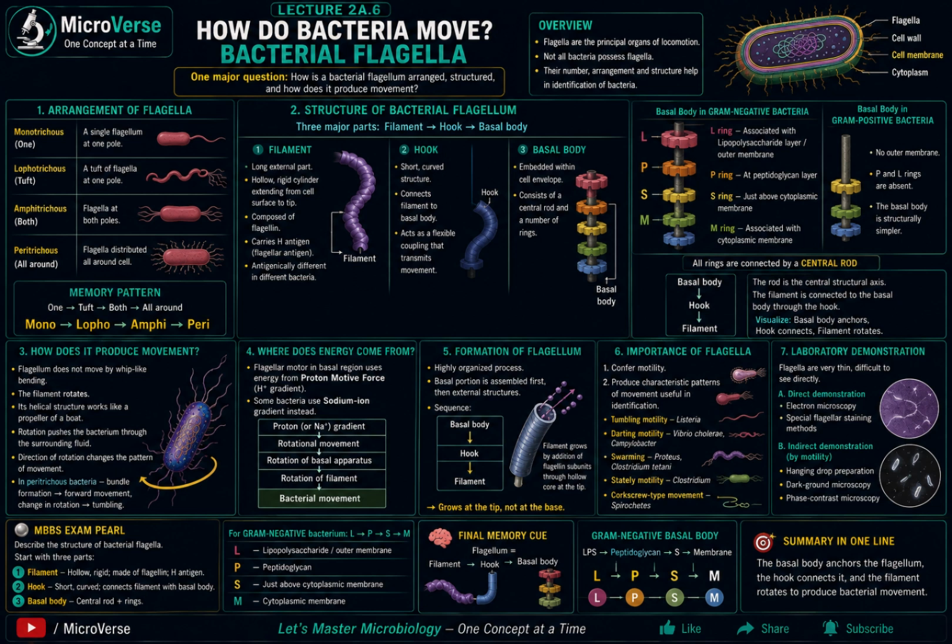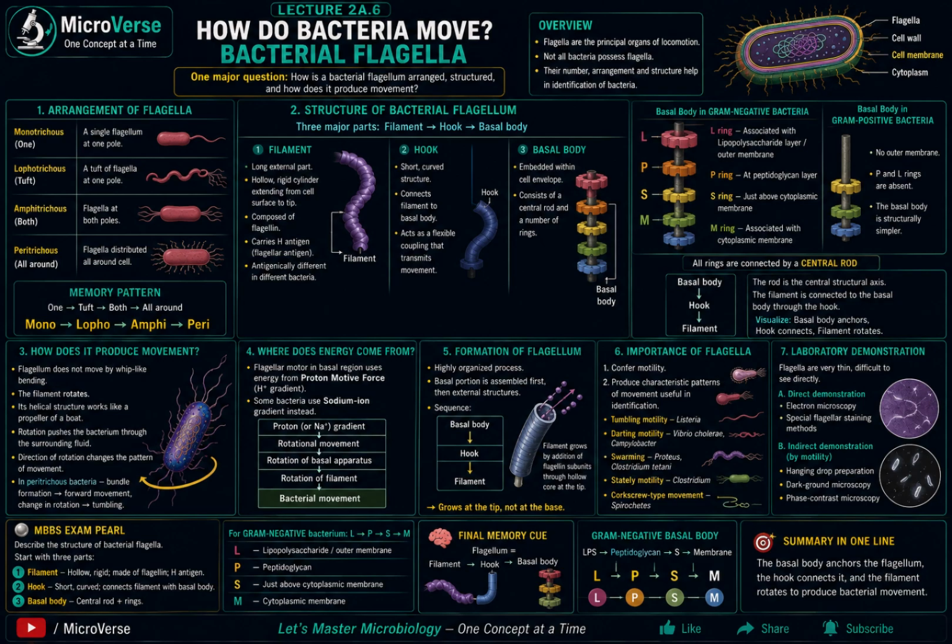Then the structure of the bacterial flagellum. Now comes the most important part. Every bacterial flagellum has three major parts: filament, hook, and basal body. But each of these has a specific structure and function.